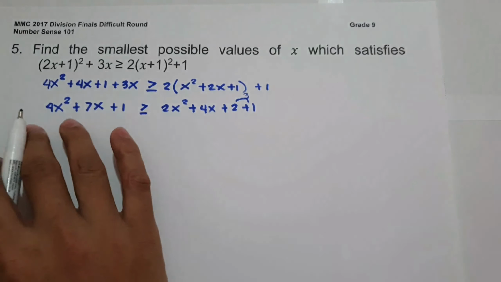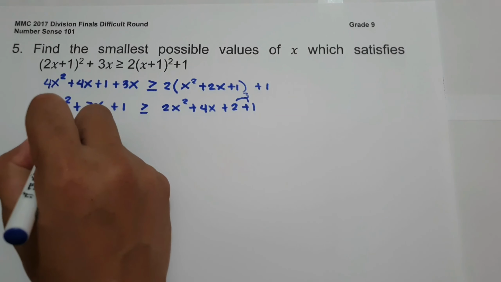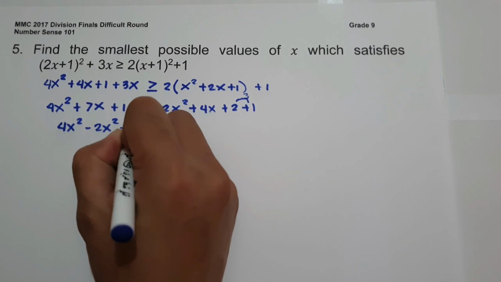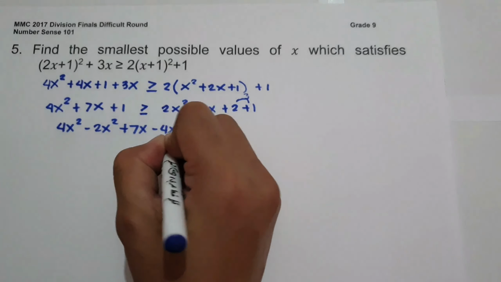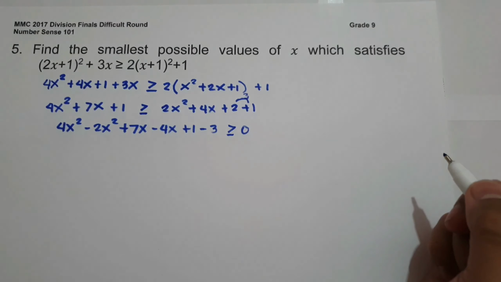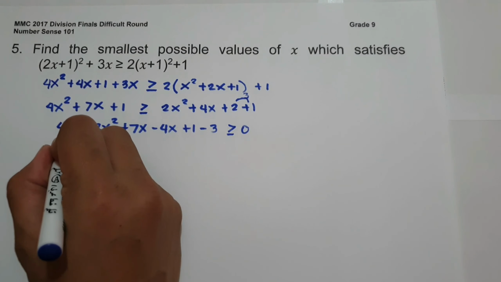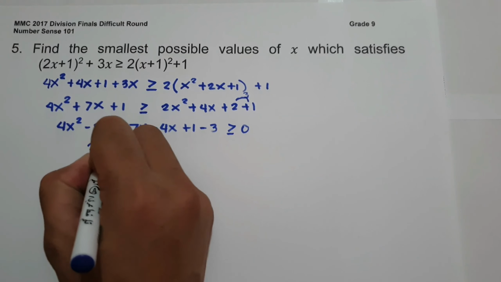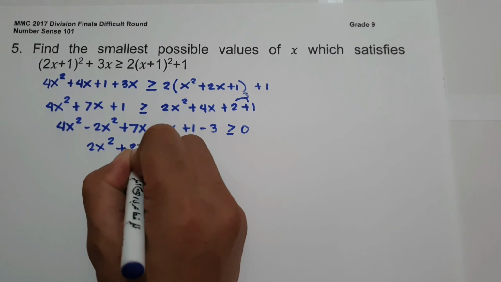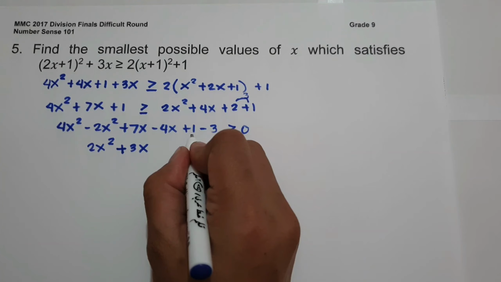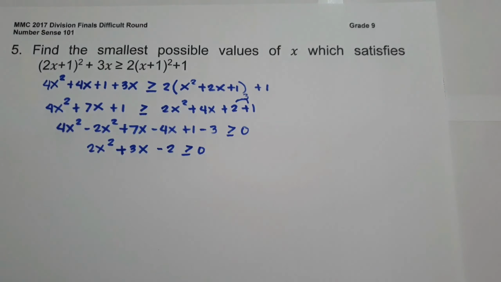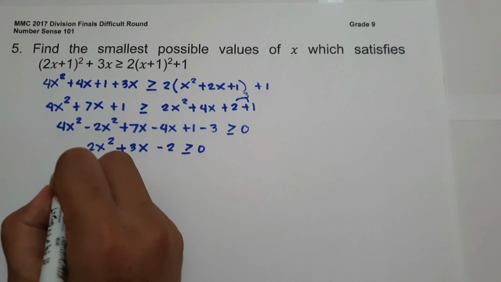So let us move this one to the other side of the equation. We are going to have 4x squared minus 2x squared plus 7x minus 4x plus 1 minus 3 greater than or equal to 0. So let us have 4x squared minus 2x squared, that is 2x squared. And 7x minus 4x, that is 3x. And then 1 minus 3, that is negative 2, greater than or equal to 0. So let us factor this one.